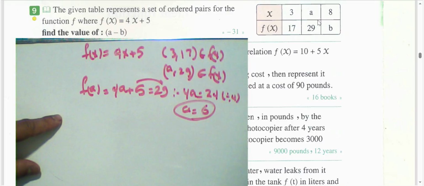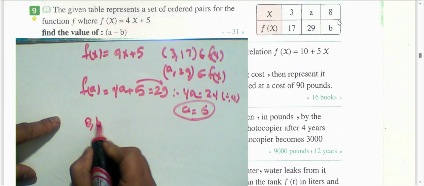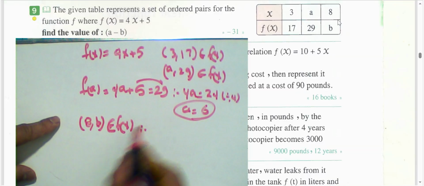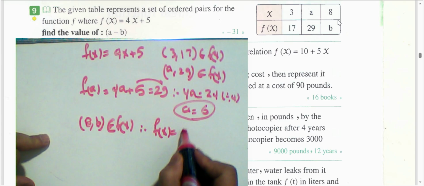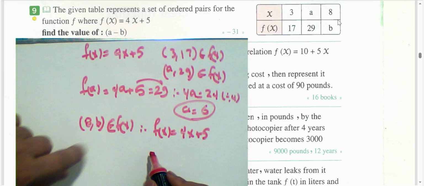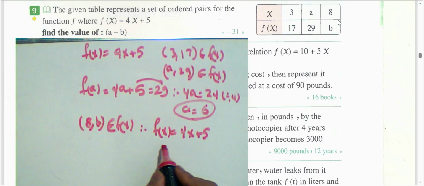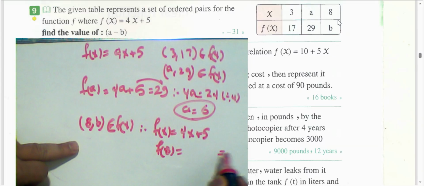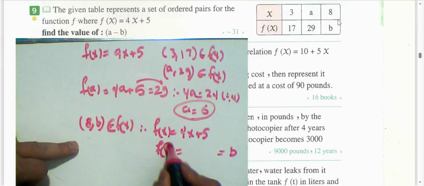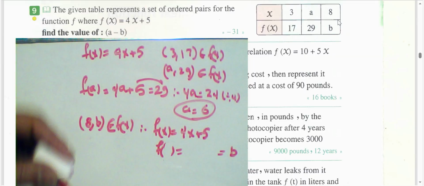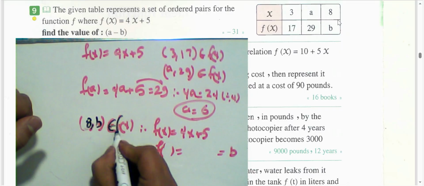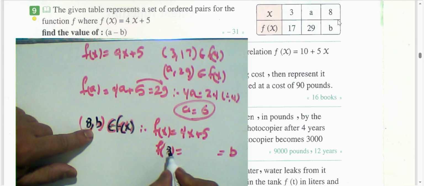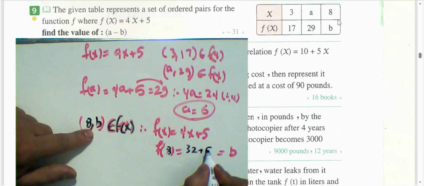And also the point he gives me, 8 and b, belongs to the function f of x. It means it satisfies the function. Then if we put it into the function, we have f of x equal 4x plus 5. We have here 8 and b. Okay, f of 8, the result will be equal to b. 4 times 8, put the value of x equal 8. Okay, my students, we will put the value of x equal 8 because the point 8 and b belongs to the function f of x. Then 4 times 8, 32. 32 plus 5 equals b. Then b will be 37. The value of b equals 37.